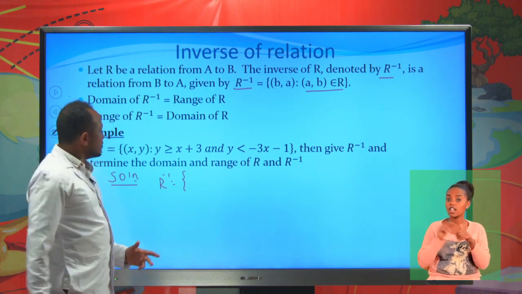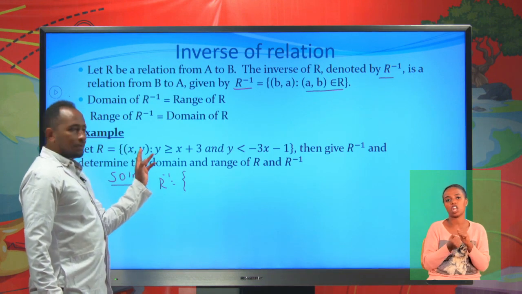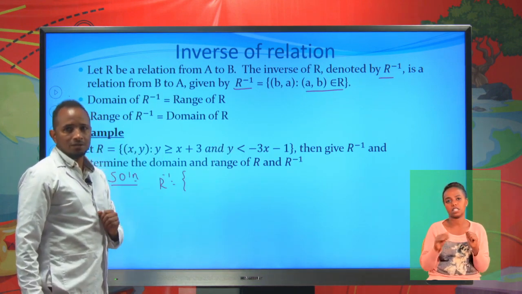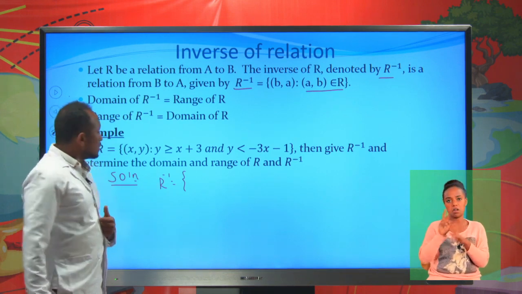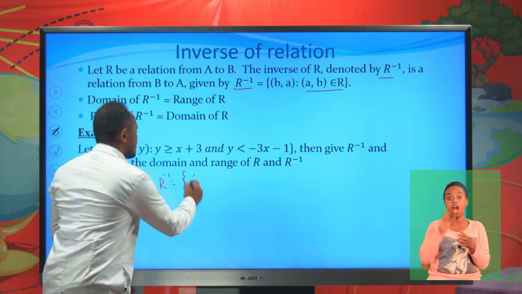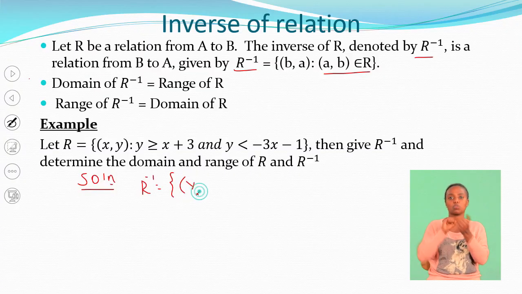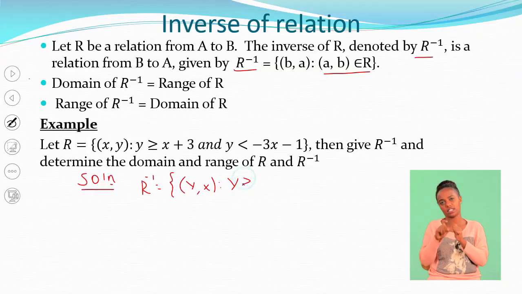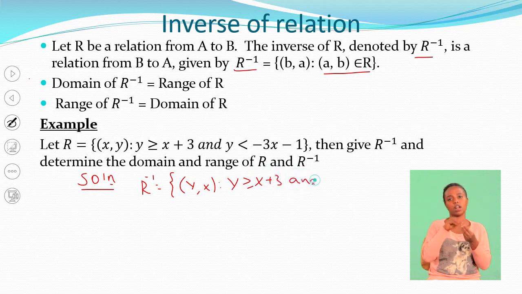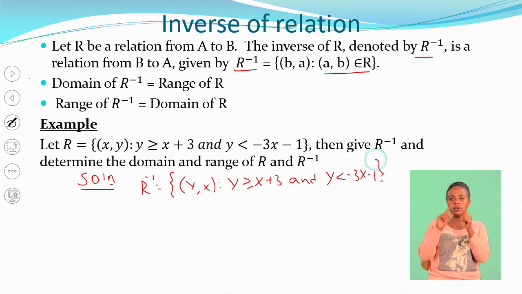The first way is simply to change the ordered pair (x, y) and leave the inequality as it is. So this is one way of writing R inverse of this relation. Therefore, R inverse will be the ordered pair (y, x) such that, leaving this as it is, y is greater than or equal to x plus 3 and y is less than minus 3x minus 1. It's one way of writing R inverse in this form.